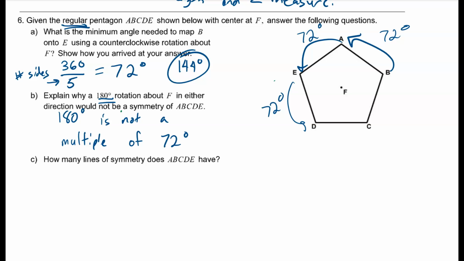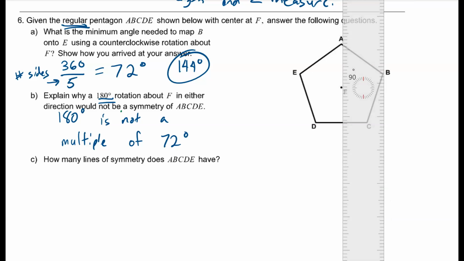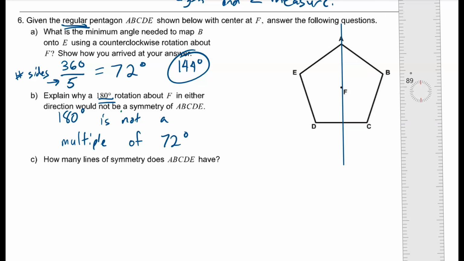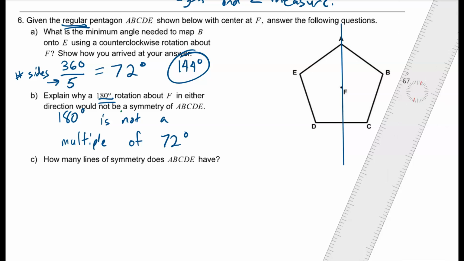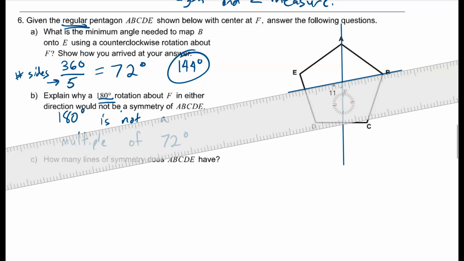The other question is, how many lines of symmetry does this pentagon have? A line of symmetry is a line such that if I sketch it in my picture, and I reflect my figure over that line, it would land right on top of itself. So for this line, A would map to B, or E would map to B, and C would map to D. So that's definitely one, but I could always turn my paper and do that from each vertex.